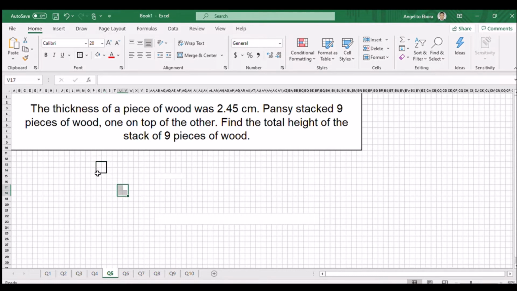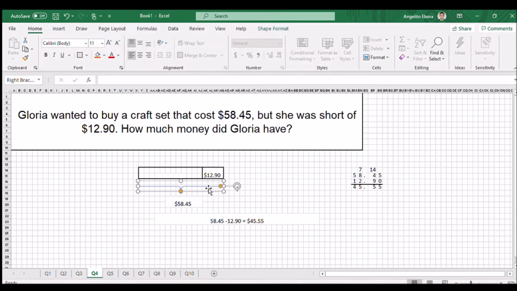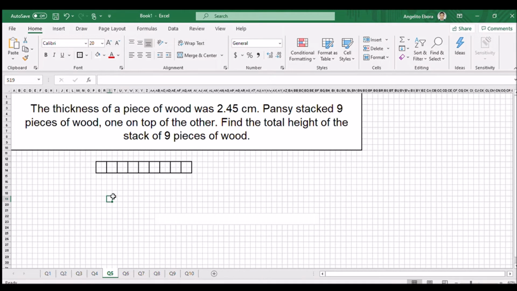So how many pieces of wood do we have? 9. So we need to stack them. This one represents one piece of wood, and there are 9. So 1, 2, 3, 4, 5, 6, 7, 8, 9. Each piece was 2.45 centimeters. So I need to copy this and put here. There you are.